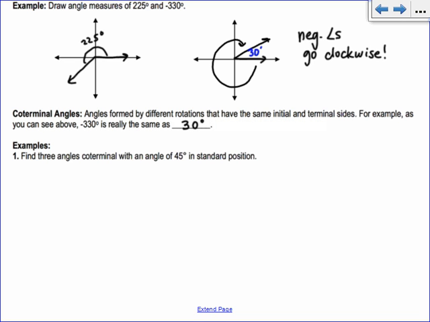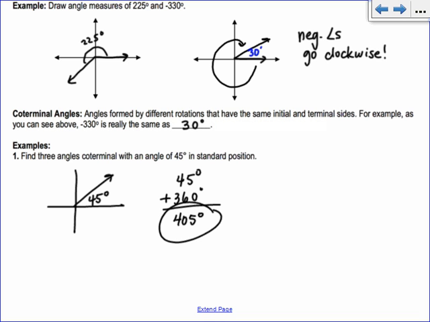All right, so find three coterminal angles with an angle of 45 degrees in standard position. If we have 45 degrees, we know that's right here. To get the coterminal angles, we're going to keep adding 360 or subtracting 360. So we're going to have 45 degrees. But what if I add 360? What would I get? 405. So that's the first coterminal angle.